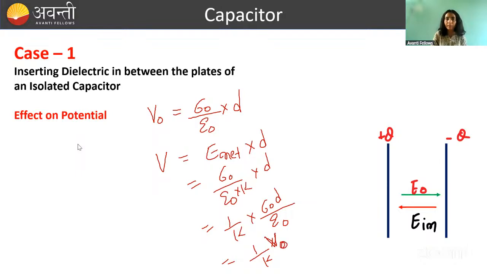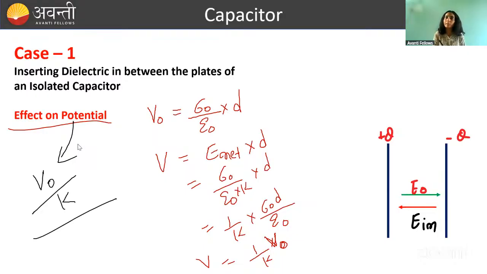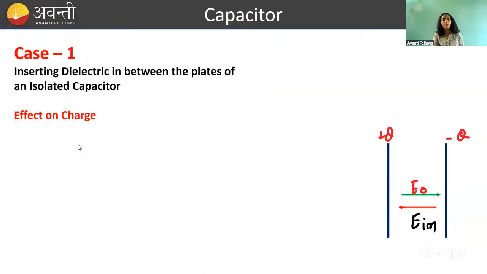So what is the effect on potential here? Potential is getting decreased by K times. So you can note here that if the initial potential is V naught, then it will become V naught by K. So it is getting decreased by K times. Now what will be the effect on charge?